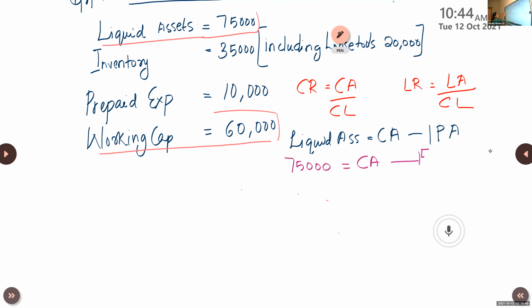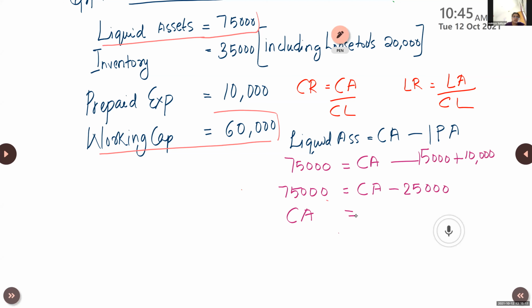Inventory is clearly given, it includes loose tools. So remove this loose tools from inventory. That is the value of inventory and it is 15,000. Prepaid expense 10,000. So 75,000 is equal to CA minus 25. So how much is CA? CA is equal to 1 lakh. Very good. So we got CA, 1 lakh.